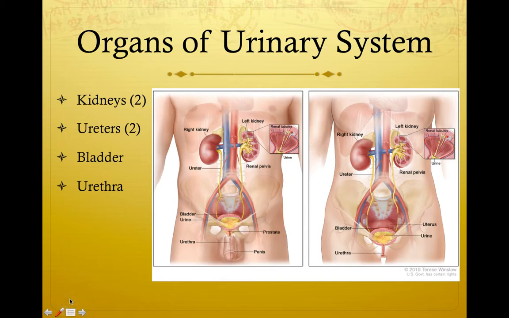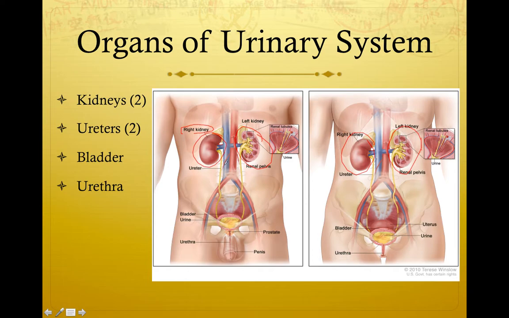For starters, your urinary system is made of only 4 organs, or 4 major components. Those 4 components are your kidneys, which are located here and here on either side of your body. We're going to talk about those more in depth shortly. Whether male or female, both have kidneys, 2 of them.